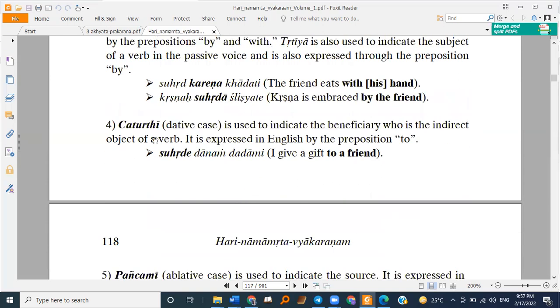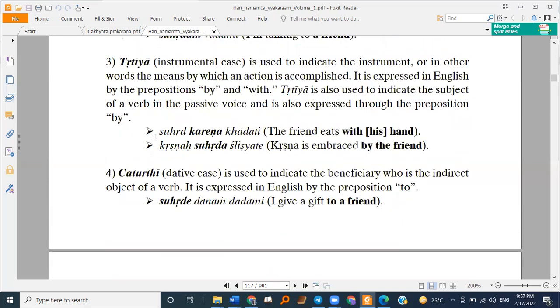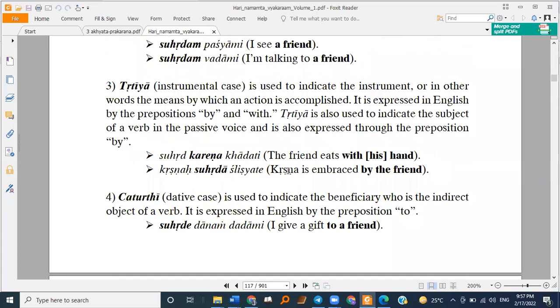Then Chaturthi, the fourth case. Now, one more thing. If I'm saying Bhavan Karanena Shrunoti, that you are listening through an ear, now I'm saying one ear, so ekvachana. But if I have to say you're listening through two ears, I will say Bhavan Karanabhyam Shrunoti. You are listening through two ears. So then comes the picture of the usage of the vachanas too.